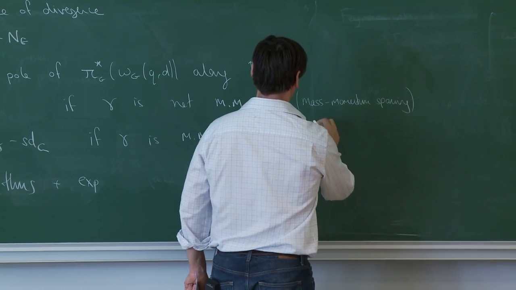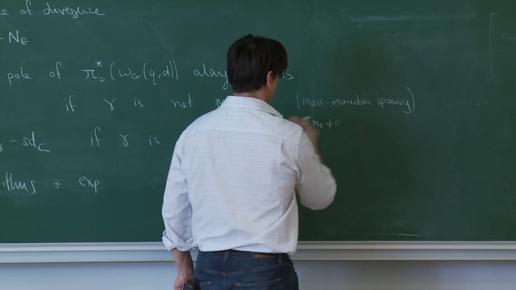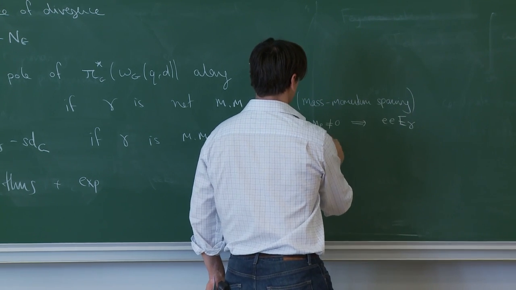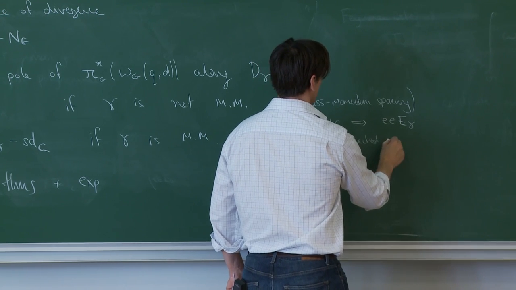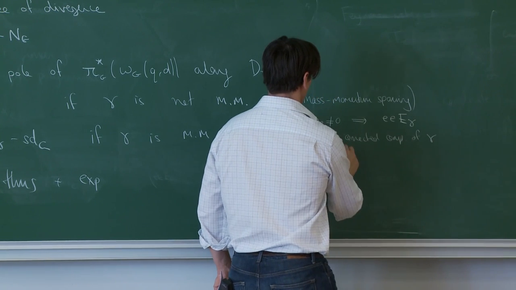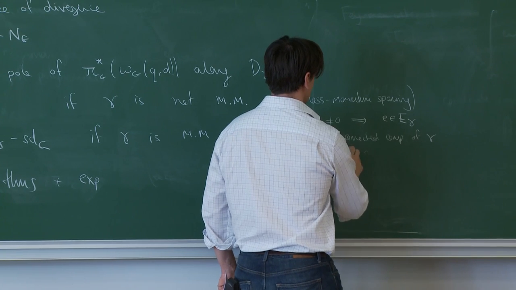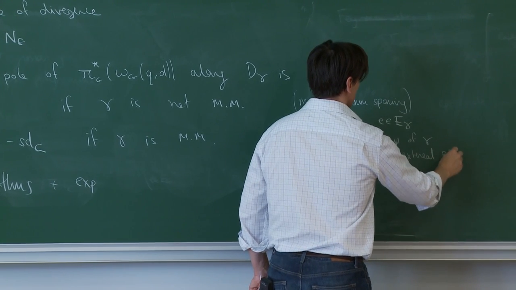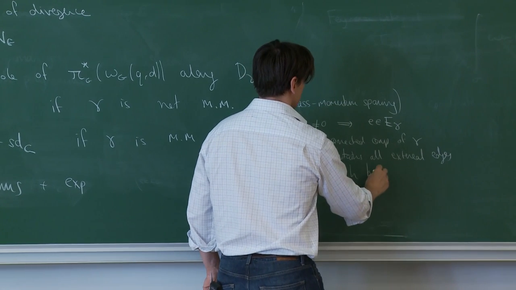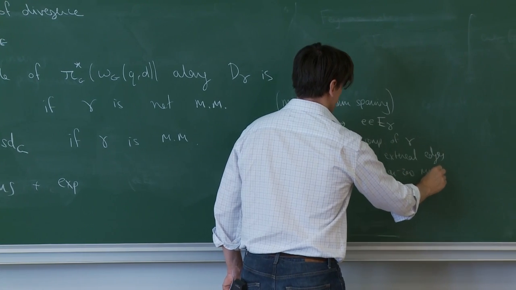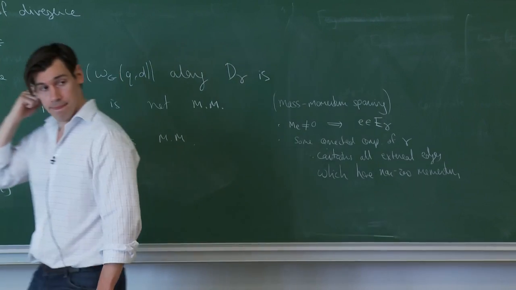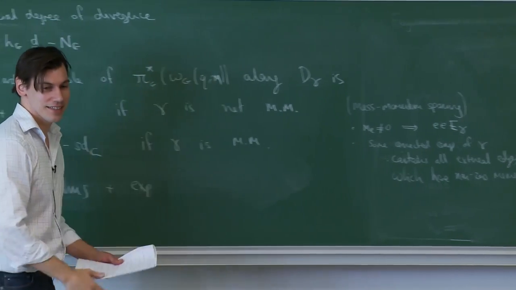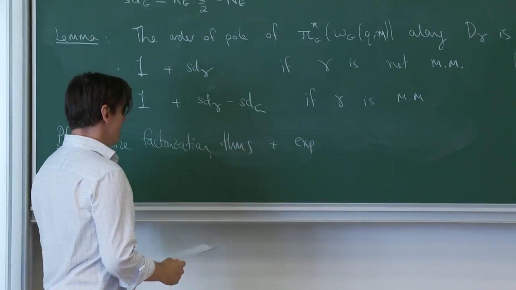So it meant that if there's a massive line, then the edge is an edge of our subgraph. And it means that some connected component of gamma contains all external legs, external half edges, which carry momenta. A small remark: it's not QD, it's QN. Oh, sorry, yeah, sorry. I feel like I've been lecturing continuously for 6 hours. Okay. Oh, yeah, so use the factorization theorems.